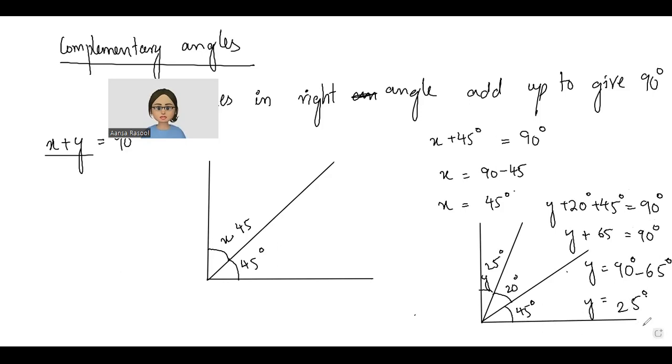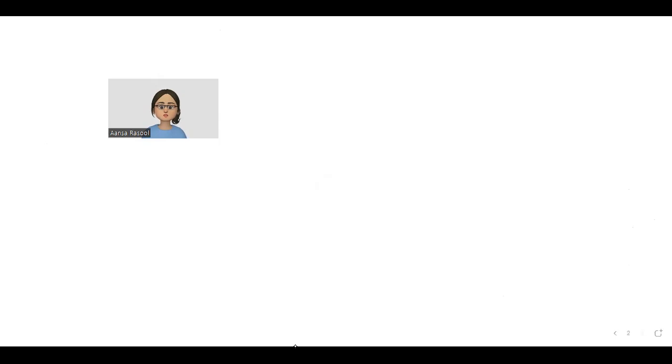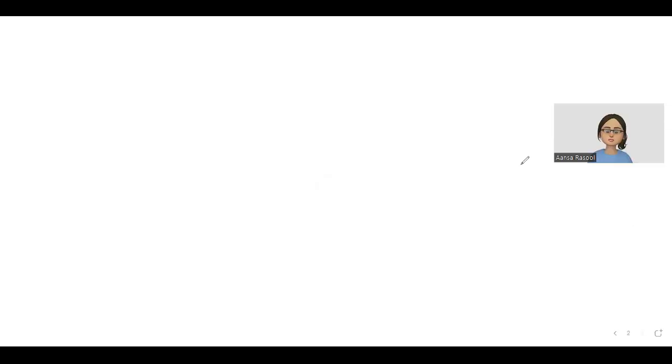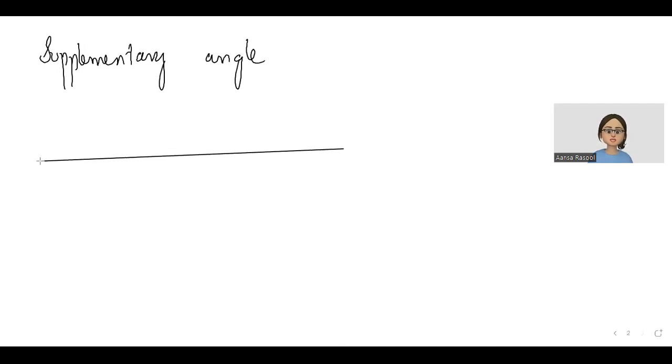Now let's move on to supplementary angles. We will do exercises on this too, meaning we will solve practice questions so that you can understand it in more detail. Now we will understand what supplementary angles are. Angles on one line always add up to give us 180 degrees. So these are supplementary angles.